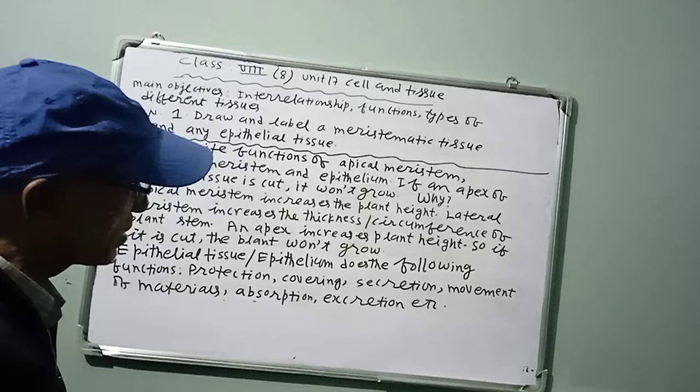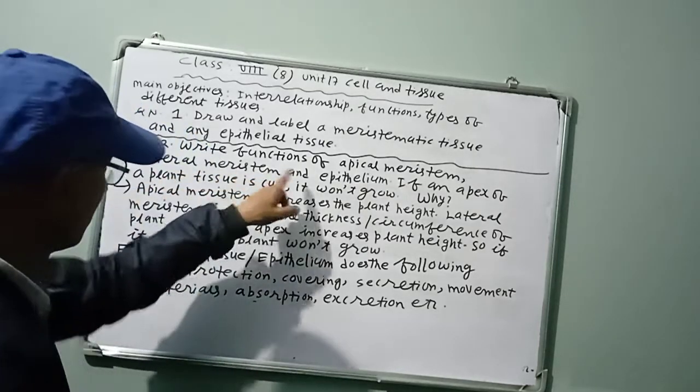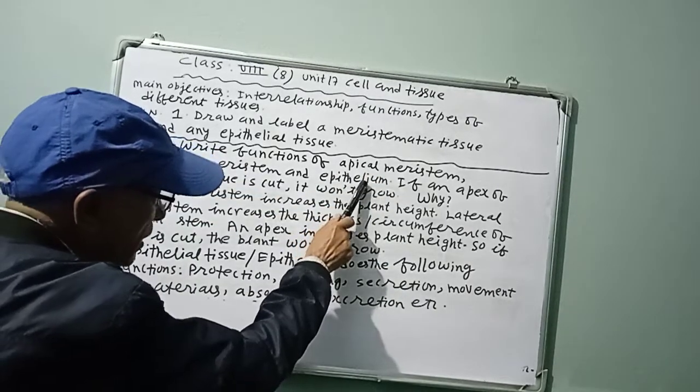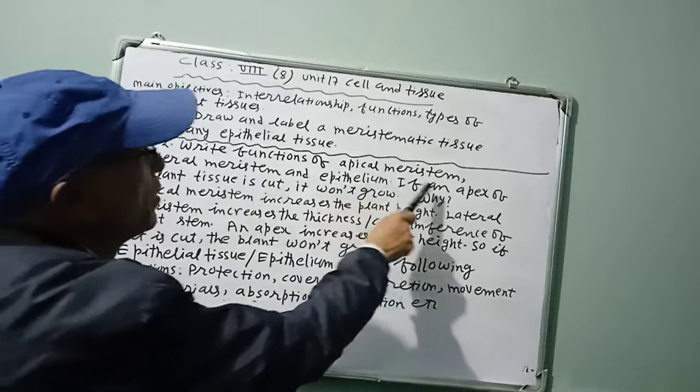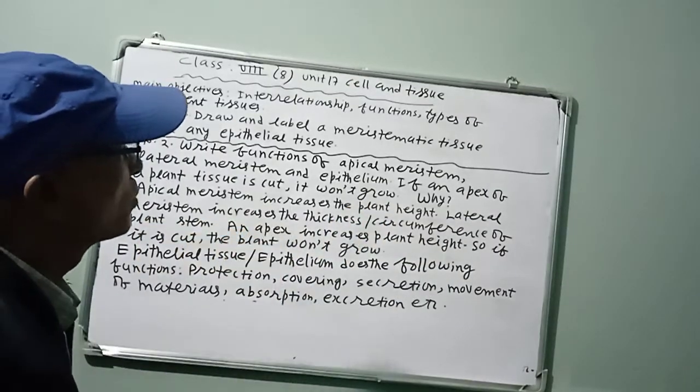There are two types of meristems, apical and intercalary or lateral. Lateral meristem, apical meristem and epithelium or epithelial tissue. If an apex of a plant tissue is cut, it won't grow.